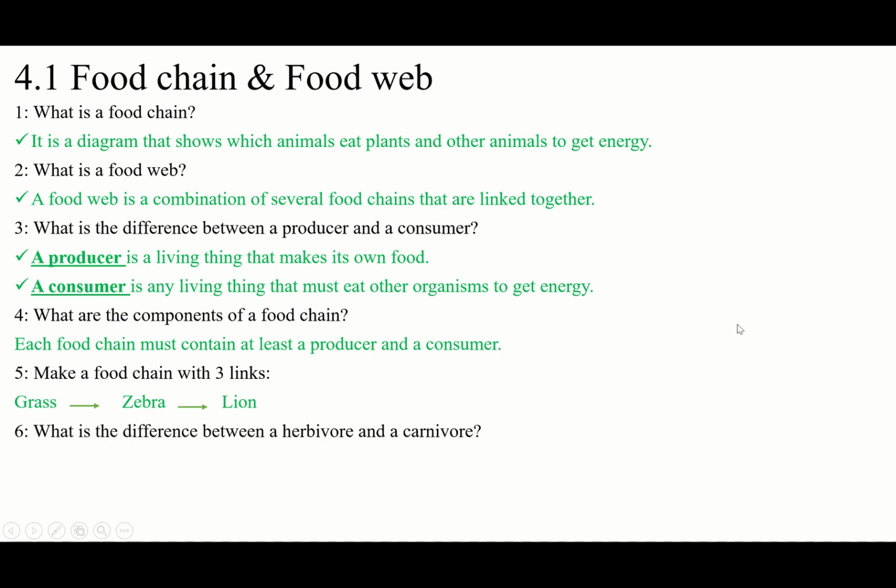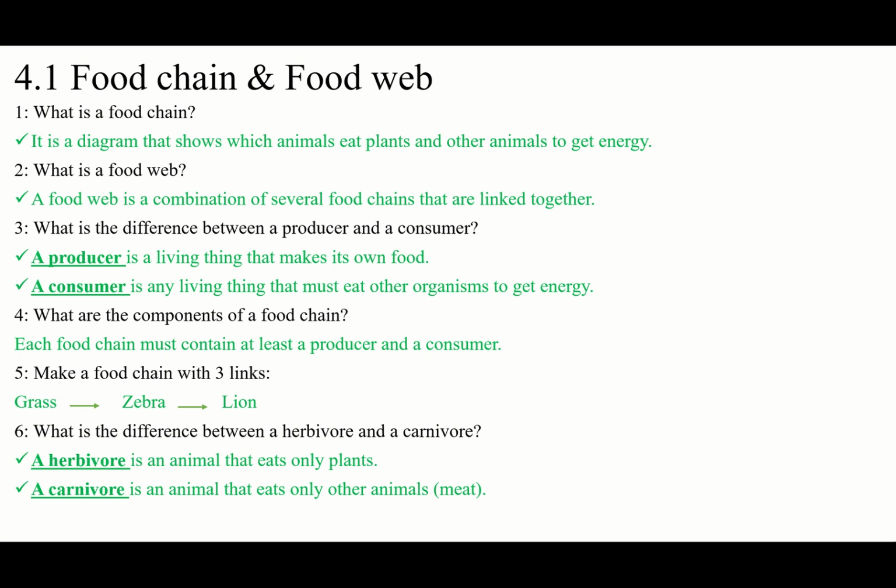Then let's go ahead. What is the difference between a herbivore and a carnivore? So you have 15 seconds. Well done. A herbivore is an animal that eats only plants, but carnivore is the animal that eats only other animals, or we can say only meat. The difference is that only plant and only meat. Which one is only plant? Herbivore. Which one is only meat? Carnivore. Let's go ahead.